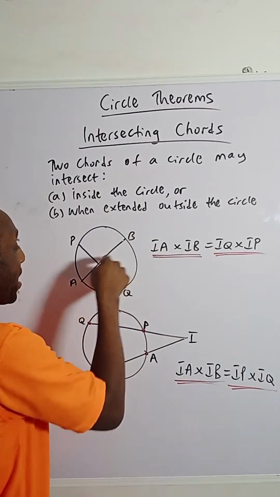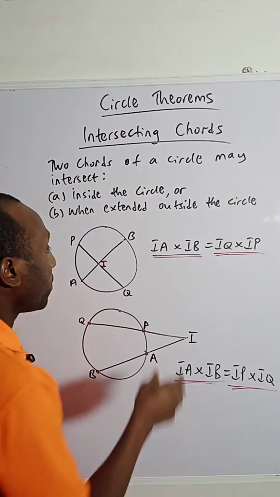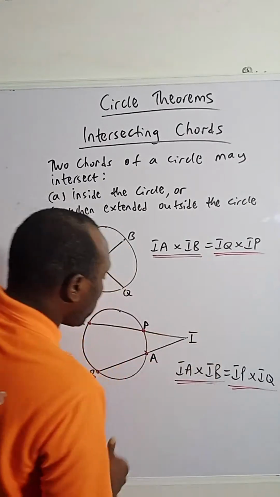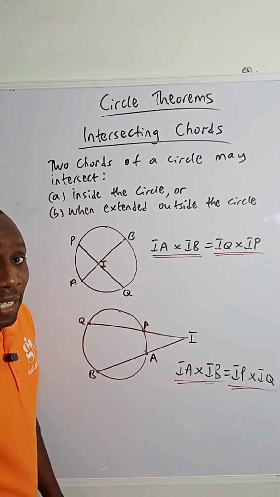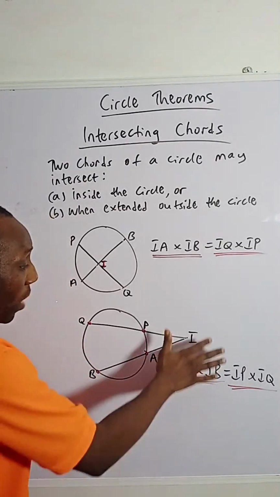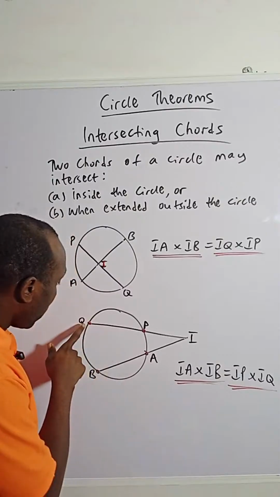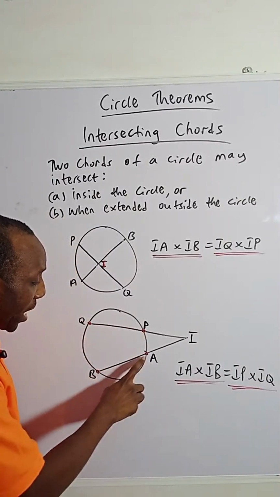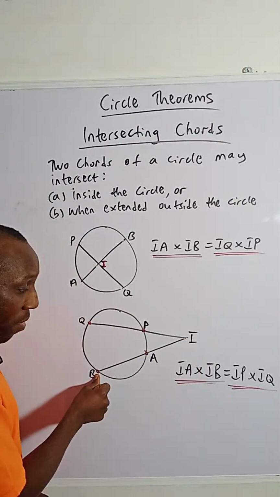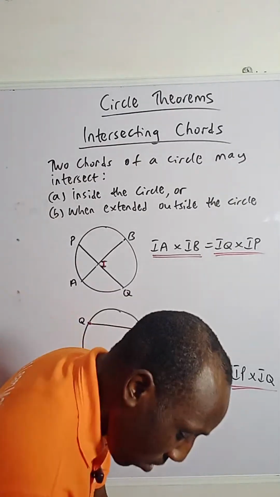IA times IB, if the two chords intersect in the circle, is equal to what? IQ times IP. That's what you have here. But when you now have the chord extended, you now have a secant, because a secant is different from a tangent. There's also another one that will involve a tangent. A secant cuts the circle at 2 points. So point Q and point P. Here, point B and point A. So all you have to do, you do IA times IB is equal to IP times IQ. We need to move on.